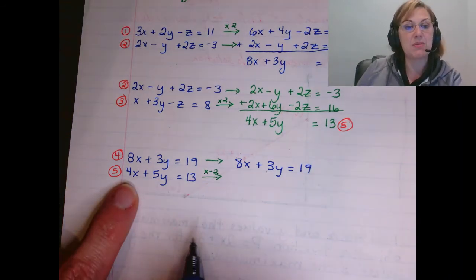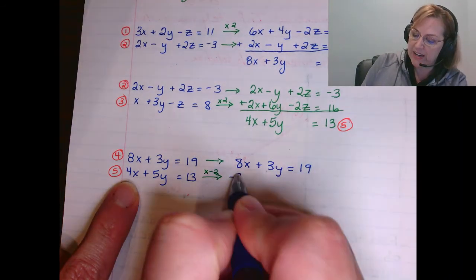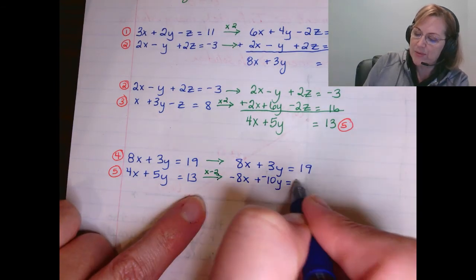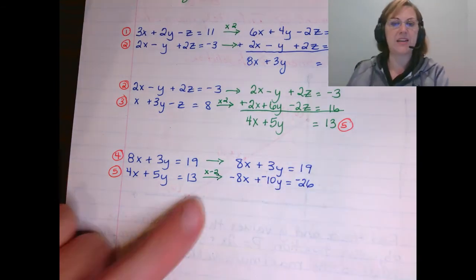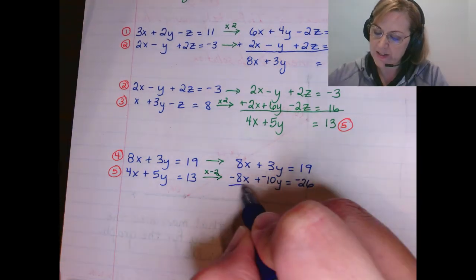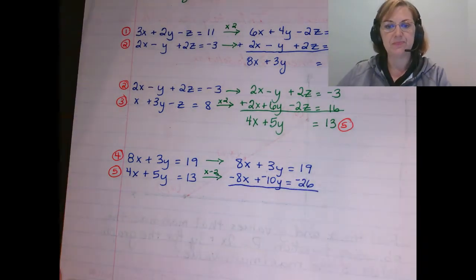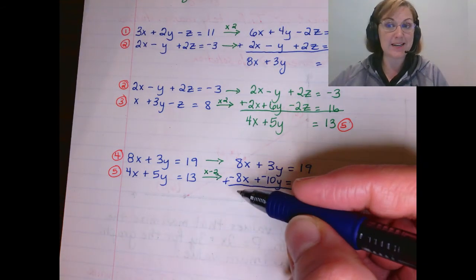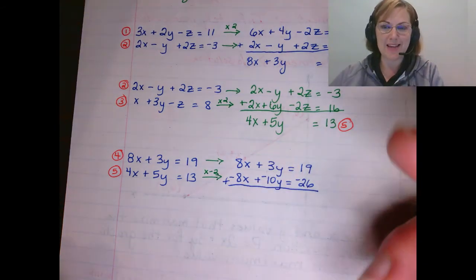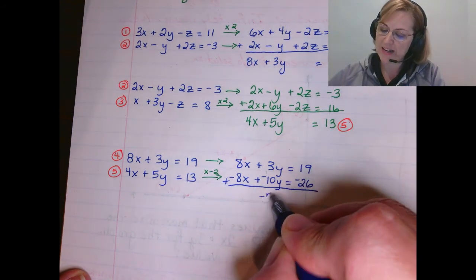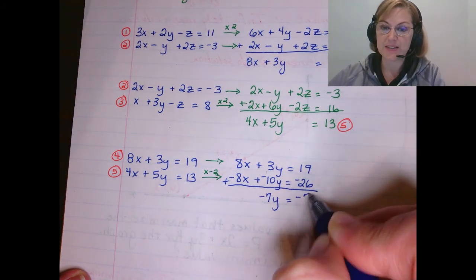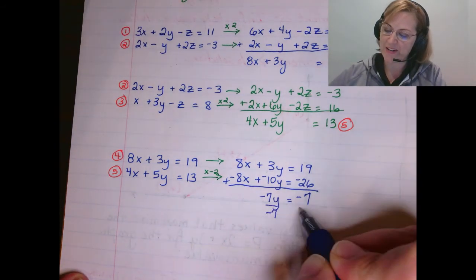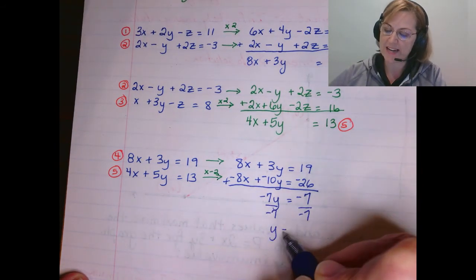Equation 5, I'm multiplying by negative 2. So I've got negative 8x plus negative 10y equals negative 26. And again, we're going to add these two equations together. When we add them, notice the x's go away. We did that by design. That's why we eliminated the x. And that gives me negative 7y equals negative 7. Voila! That's pretty easy to solve. I can divide both sides by negative 7. I get y is 1.